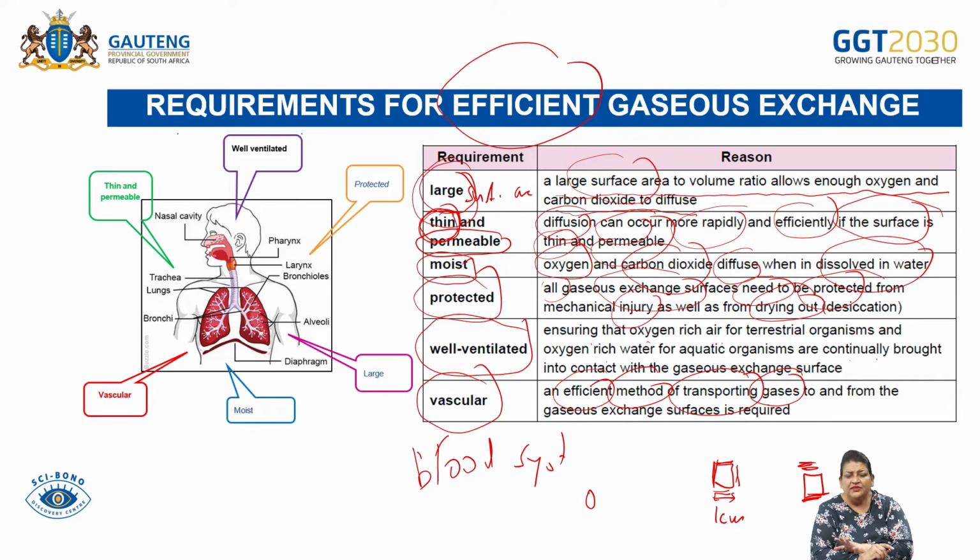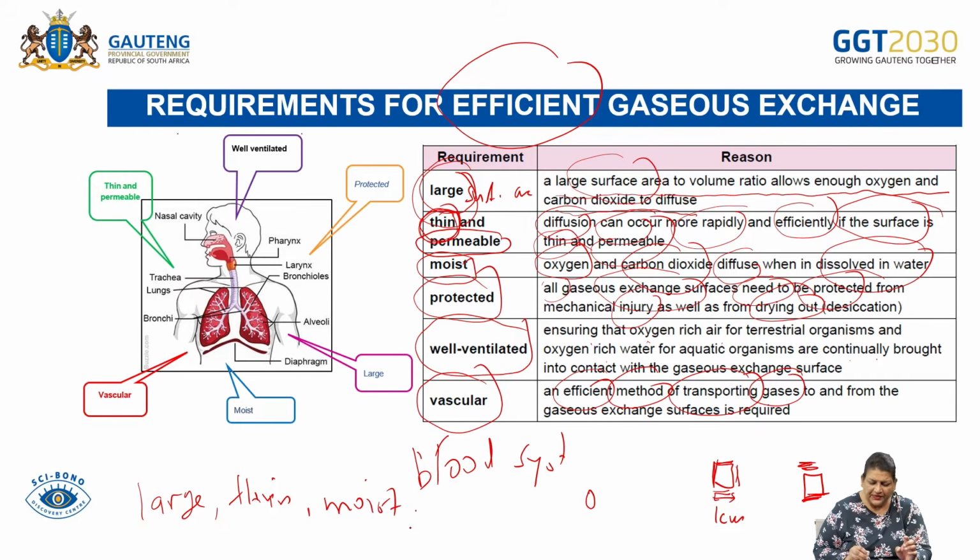Okay, so let us summarize now. What are the 5 main requirements for any gaseous exchange surface? It must be large, it must be thin, it must be moist, right? Large, thin, moist. It must have a blood transport system, and it also must be protected. That's the main 5. Large, thin, moist, it must have a transport or vascular system, and it must be protected. Okay, those are the 5 main points.